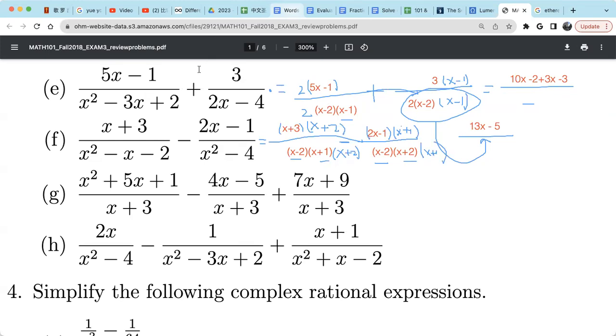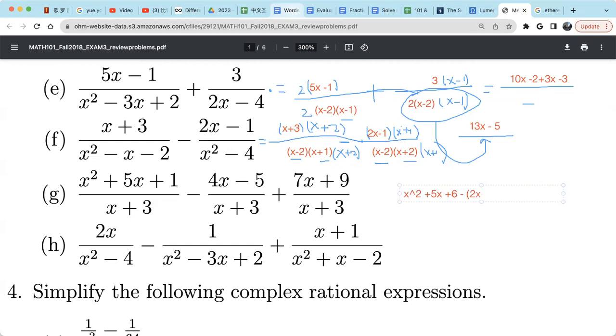Okay. Now we have a common denominator, x minus 2 times x plus 1 times x plus 2. We need to simplify the numerators. The numerators are a subtraction, right? So the first one, I have x plus 3 times x plus 2. That's x squared plus 5x, because 3 plus 2 is 5. Then 3 times 2, that's 6. Then minus 2x minus 1 times x plus 1.